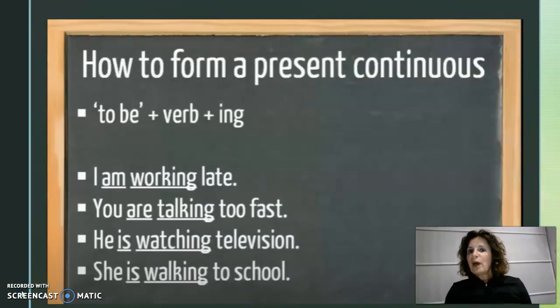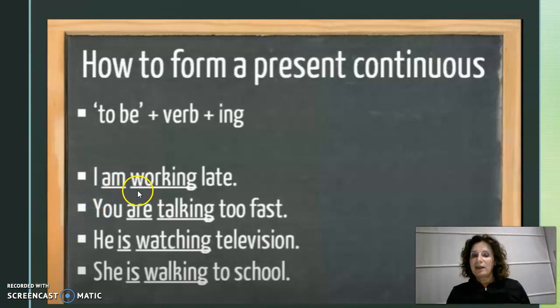How to form a present continuous. Basically, we need three ingredients. The verb to be, the main verb, and the letters ing. Let's take a look at some examples. I am working late. You are talking too fast. He is watching television. She is walking to school.